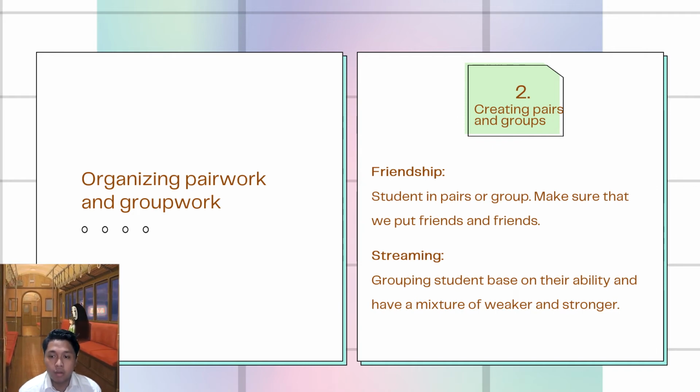So in this method, we must mix student ability, which means it's not always friend and friends, but you can mix it with everyone. It's called mixed ability, which means we must put maybe one or two students that have a weaker and a stronger ability in the group, so it will be equal in the one group.